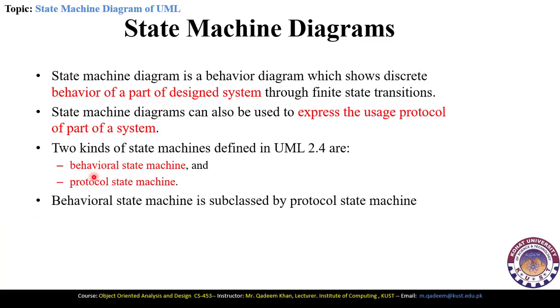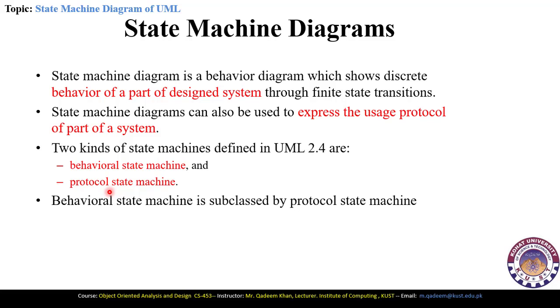But the behavioral state machine diagram is a subclass of the protocol state machine diagram. That means that the protocol state machine diagram represents the higher level functionalities, and this behavior state machine diagram is a part of the protocol state machine diagram in which the functions are represented in the form of a verb. But in the protocol state machine diagram, all the functions are represented as a label.